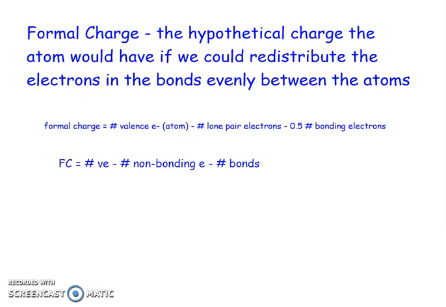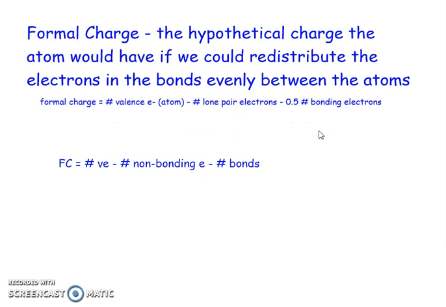Formal charge is the hypothetical charge the atom would have if we could redistribute the electrons in the bonds evenly between the atoms sharing them. Your textbook gives the formula for formal charge as: formal charge is equal to the number of valence electrons for the atom minus the number of lone pair electrons minus 1/2 the number of bonding electrons.